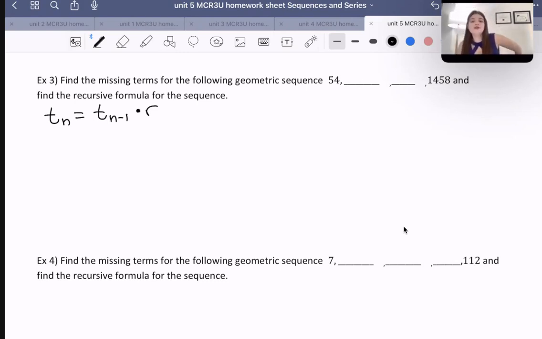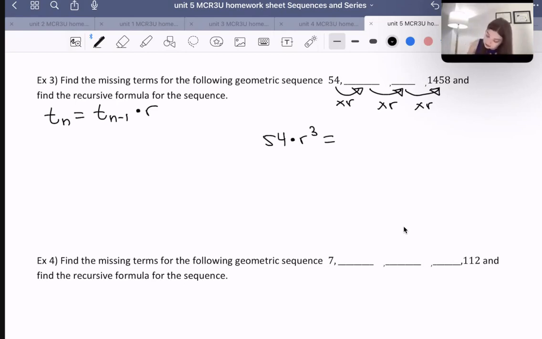All right, so let's figure out how we are going to find these missing terms. There are 2 missing terms, and to get from 54 to the first term, we must multiply by r, then to get from the second term to the third term, we must multiply by r, and then to get from the third term to 1458, we must multiply by r again. So we know that 54 times r cubed, r multiplied 3 times, is equal to 1,458. Using this, we can solve for r, and then we can use the recursive formula to figure out every single term.